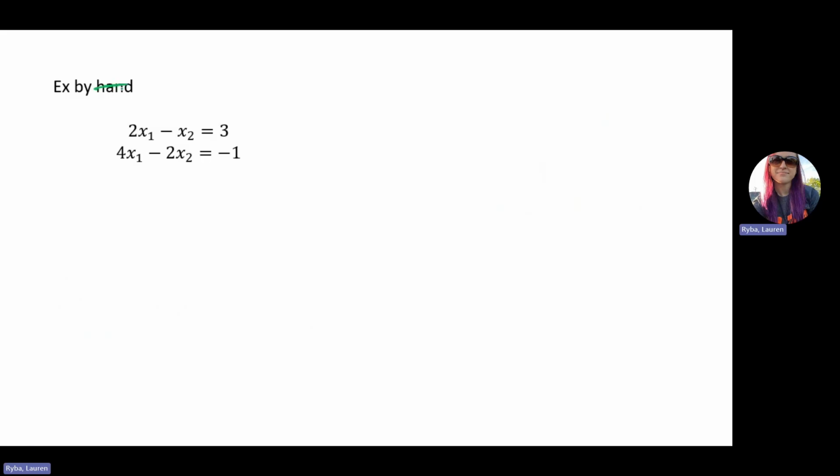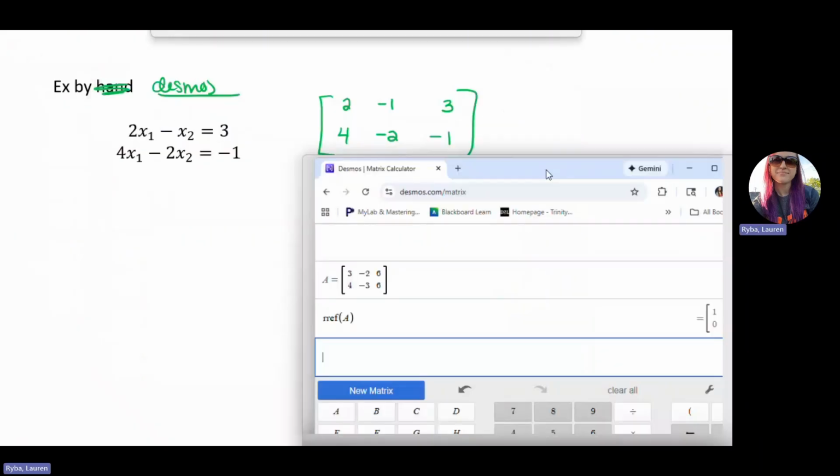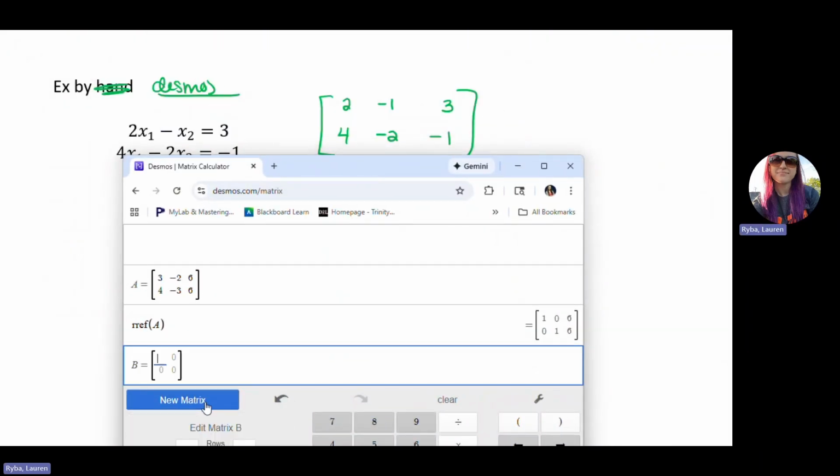All right. Let's do this one actually by Desmos. So we have 2x1 minus x2 equals 3, and 4x1 minus 2x2 equals -1. So we have 2, -1, 3, 4, -2, -1. There's my matrix. Where did I write it? There it is. Okay, so I'm going to do a new matrix.